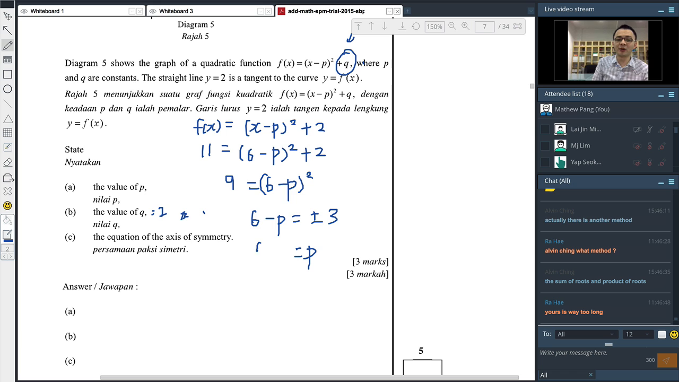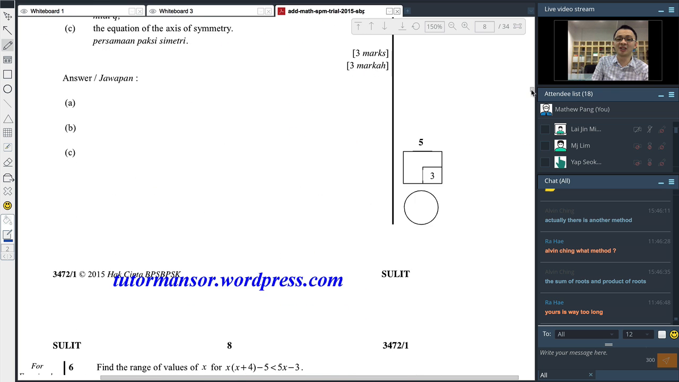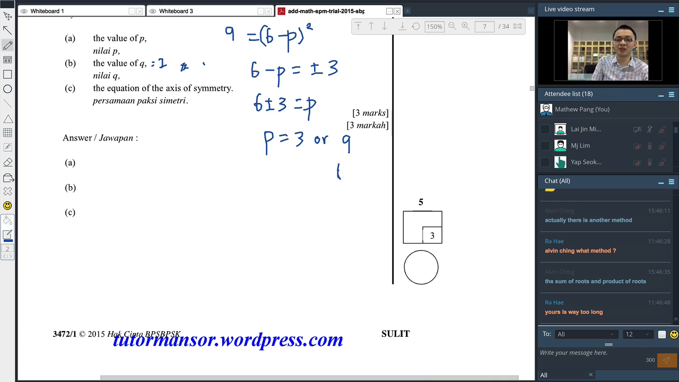So p will equal to 6 positive negative 3. So p will equal to 3 or p will equal to 9. However, in this case, because you know p is somewhere in the middle, 3 still makes sense. Obviously the scale is not so good. This is 6, how possible this is 3? But just assume this is 3. It still makes sense, but it doesn't make sense if you take the 9, because 9 is outside of the curve already. So over here, I rejected the 9 because 9 doesn't make sense. So p is equal to 3.